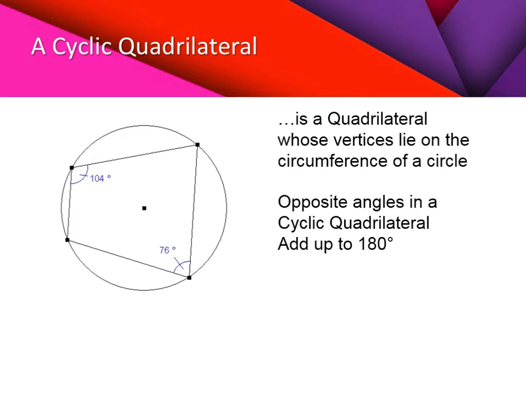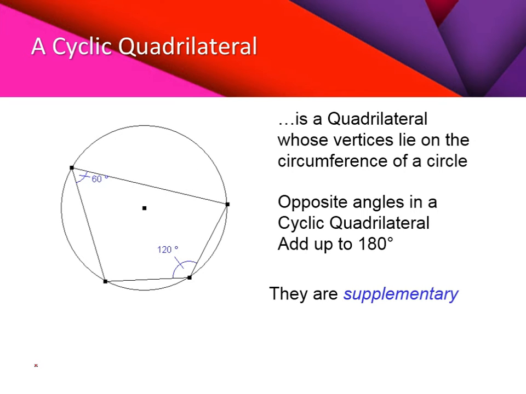The property is opposite angles in a cyclic quadrilateral add up to 180 degrees. So it means the sum of the opposite angles in a cyclic quadrilateral is equal to 180 degrees. So they are supplementary. Either we have a quadrilateral like this, so the opposite angles will be equal to 180 degrees. So 60 plus 120 is equal to 180 degrees.